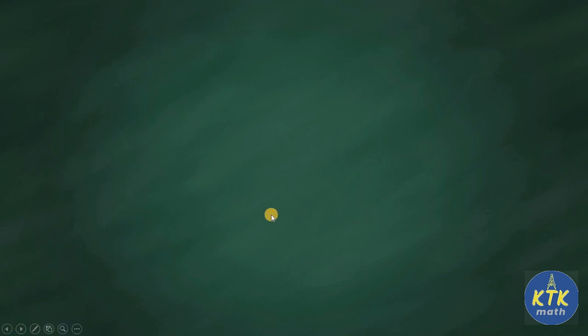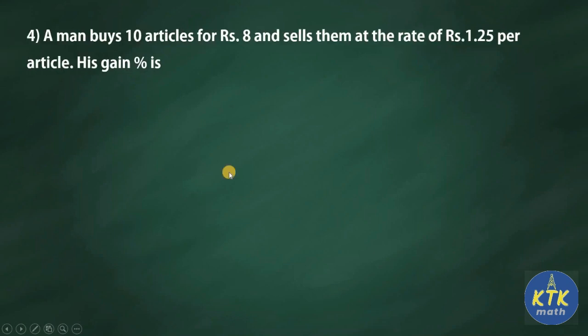Question number 4. A man buys 10 articles for rupees 8 and sells them at the rate of rupees 1.25 per article. Find the gain percentage. Mostly these kinds of questions directly ask whether it is a gain percentage or loss percentage. We don't need to find that. So here they gave gain percentage to be found by us. The options are 20%, 50, 19 and a half, 56 1 by 4.